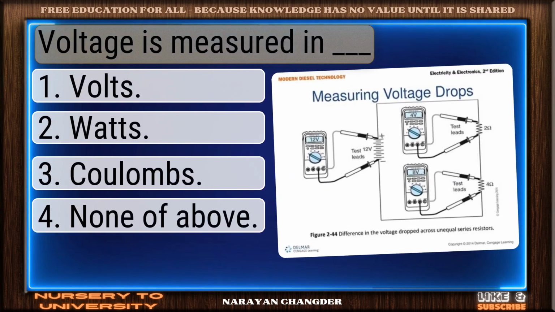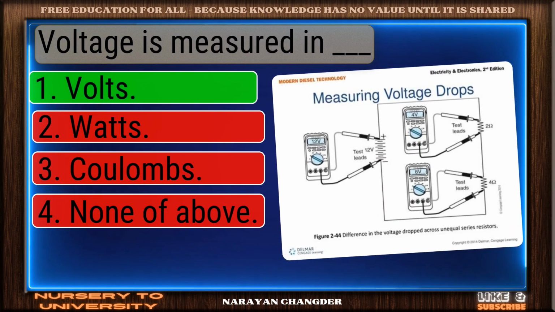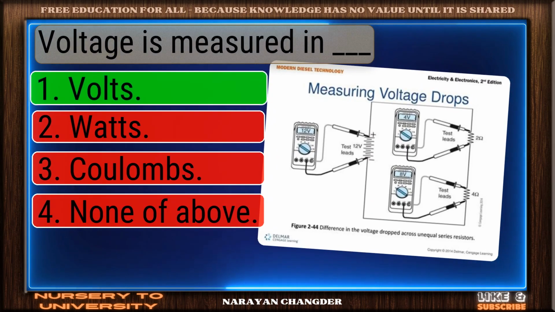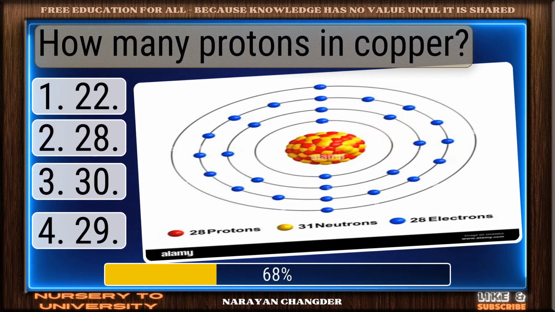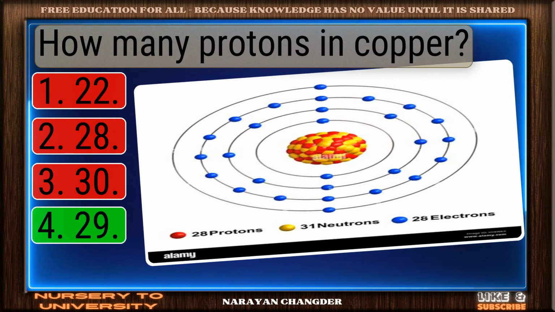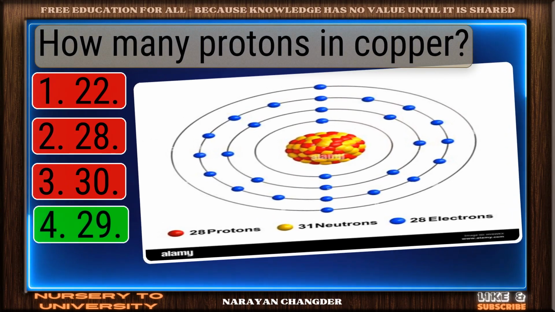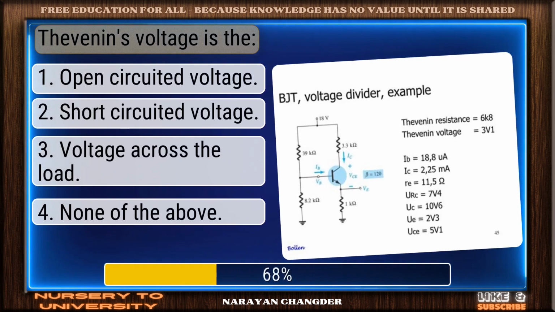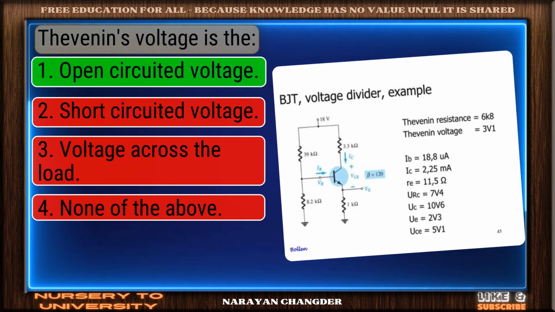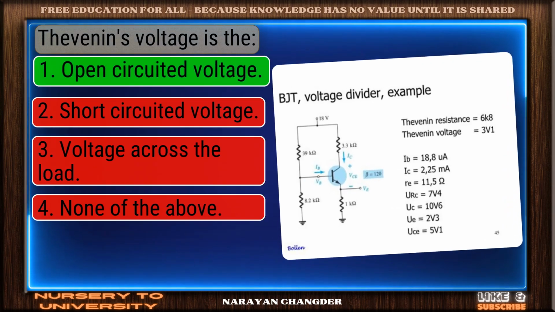Voltage is measured in dash. Nicely done. Volts is a solid answer. How many protons in copper? Clear logic. Your choice 29 is sound and 100% true. Thevenin's voltage is the correct response. Open-circuited voltage is the most accurate answer.